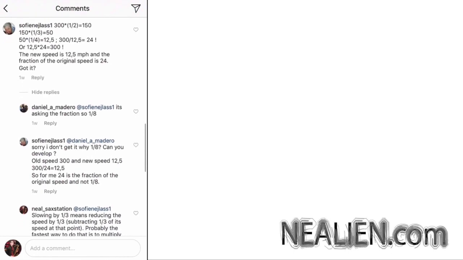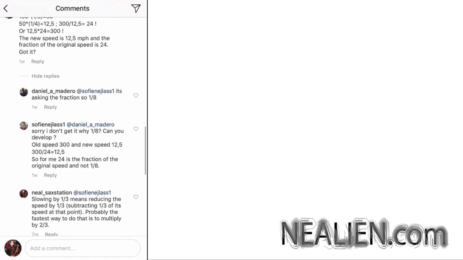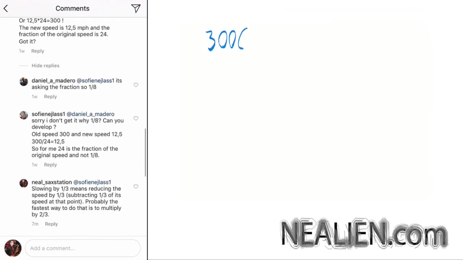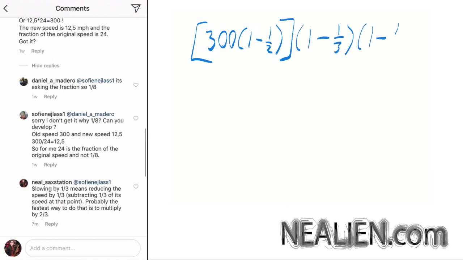And then I actually respond. I say slowing by 1/3 means reducing the speed by 1/3, so you subtract 1/3 of the speed at that point. And I say probably the faster way to do that is to multiply by 2/3. You use a similar process for reducing it by 1/4.